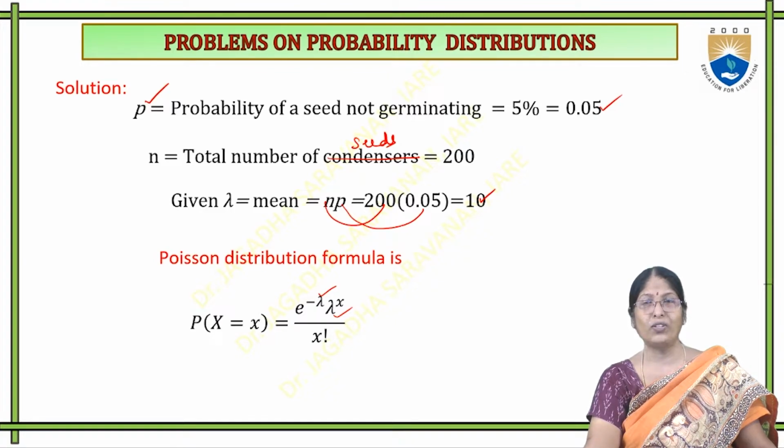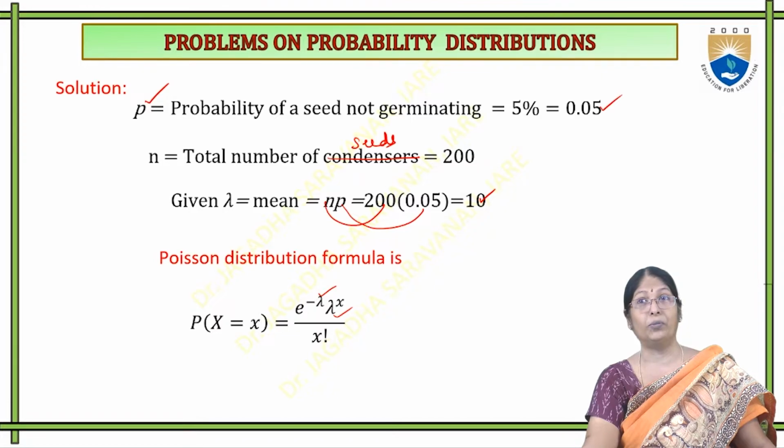10% it won't germinate. That probability only we expected to solve. So 200, the 90% it's 180. So 180 seeds are under germination condition. Only 10%, that means 20 seeds are not under the condition of germination.